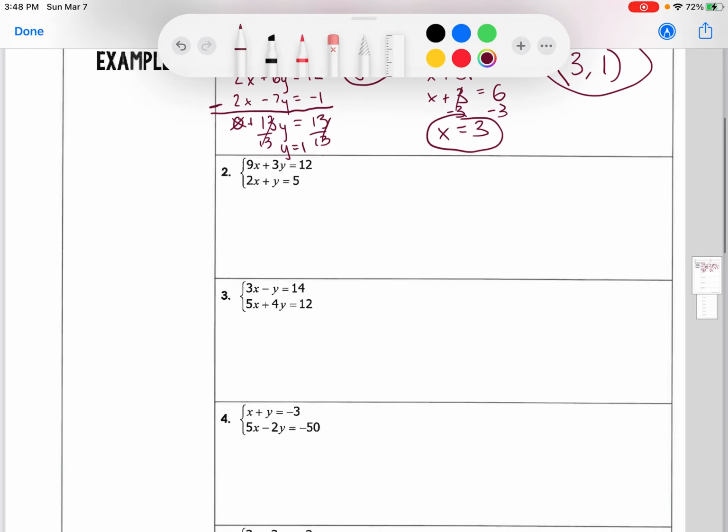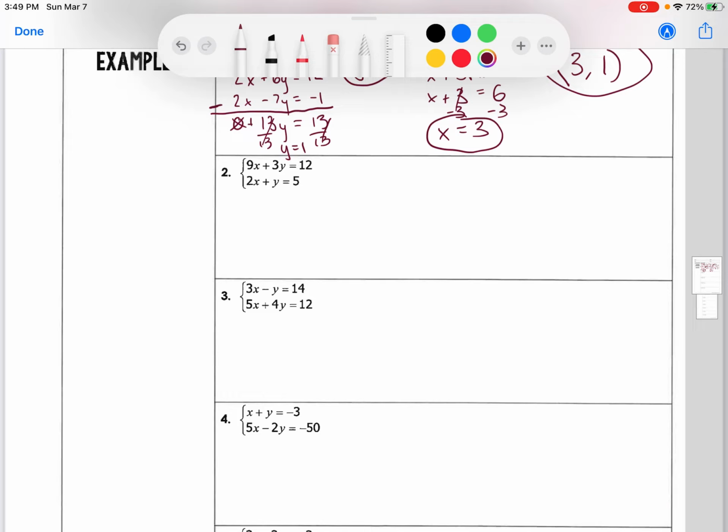Okay. Let's look at another one. So let's look at number 3. We have the equations 3x minus y equals 14 and 5x plus 4y equals 12.